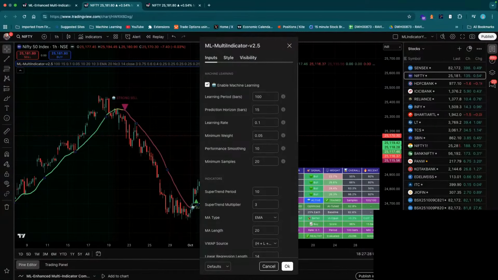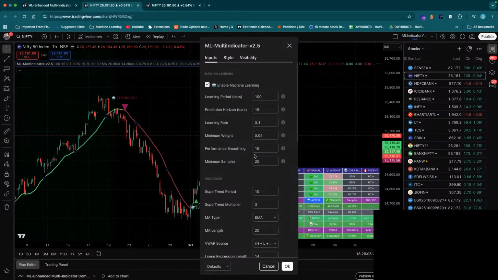Now let's get on to performance smoothing. I have defaulted it to 10. What this means is, it smoothens the accuracy scores and reduces the noise. Less is always better. But if you use too much smoothing, you will get very few signals. So as of now, stay at 10, that's absolutely fine. But if you go too low, you will also get very wrong scores, wrong signals rather. So I think anywhere from 10 to 20 is absolutely fine. Depending on the market conditions, you can put either 10 or 20.